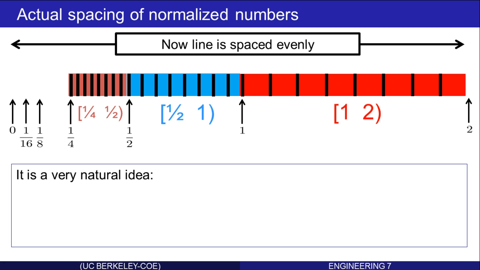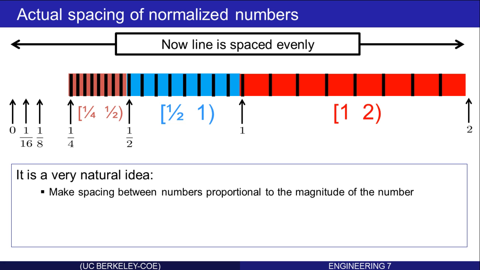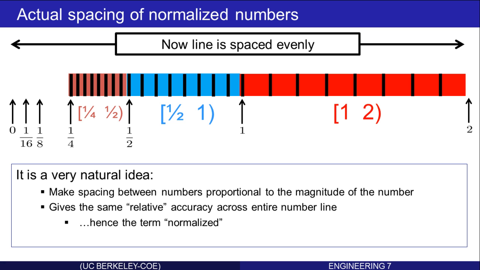This is a very natural idea. Make the spacing between the numbers proportional to the magnitude of the number. It gives the same relative accuracy across the entire number line, another interpretation of the word normalized. And actually, just remember, the spacing doesn't really change proportionally with the magnitude of the number. It only changes abruptly at every power of 2.